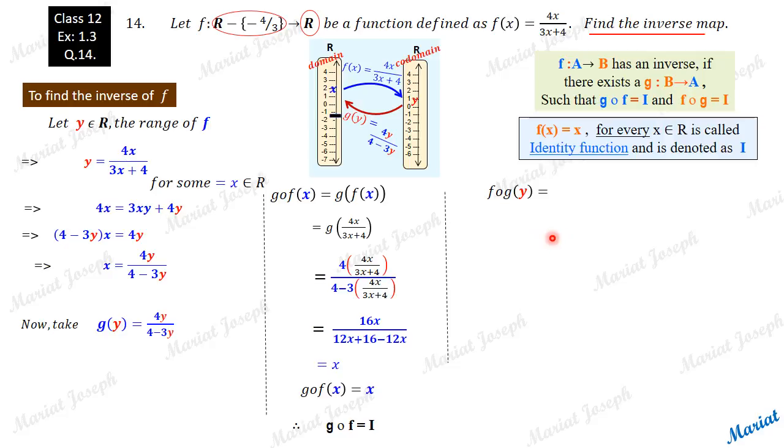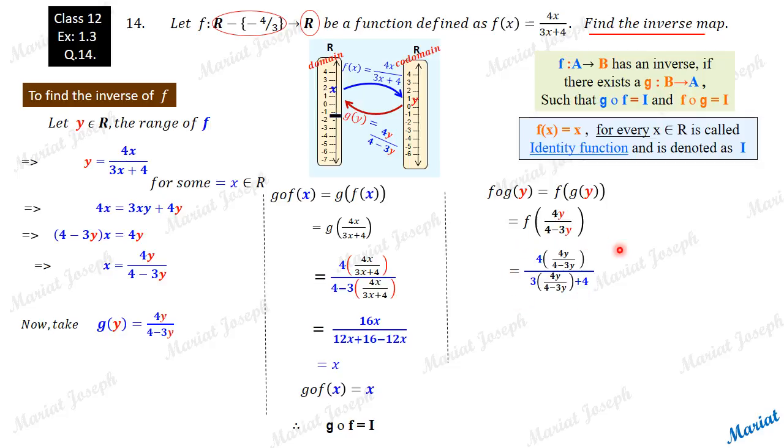Let's check the other one, FOG. FOG of y is f of g of y. Replace the g of y here: 4y upon 4 minus 3y. So f of this big expression we need to calculate. Now, what does the f say? F says 4 times the element upon 3 times the element plus 4. This whole thing is the element we have to place here. So the step will look like this: 4 times the element upon 3 times that element plus 4.